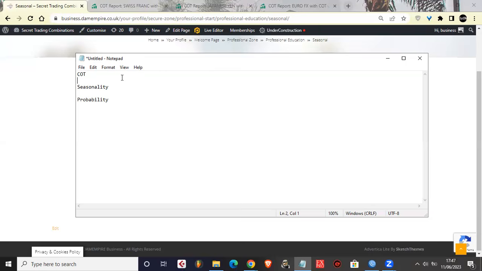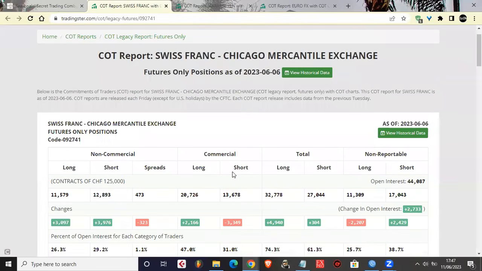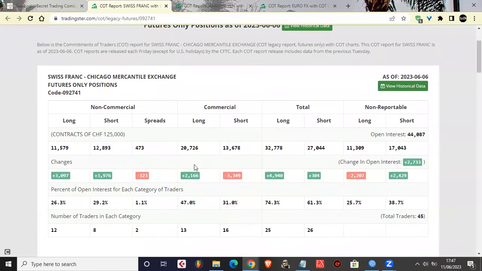So let's dive in. I've already highlighted some of the assets I'm going to be looking into. I've seen CHF is looking like a good position. This is where the smart money, the commercials, are. What we look at is basically the changes. We just want to see if they're adding more position to the long or to the short. Long means buy, short means sell.